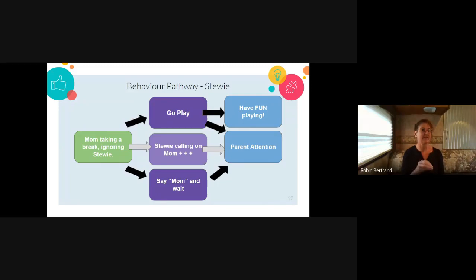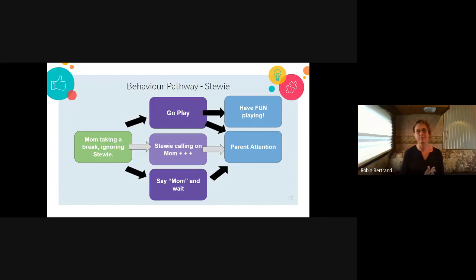So both saying mom and waiting and going to play are both skills that Stewie needs to learn to do. And he needs to learn to understand the difference between when he should wait and say his mom's name and when there's a signal that shows him, you know what, I'm going to have to wait for a longer time. It's not available right now. So he would then do that replacement skill of finding something else to do.